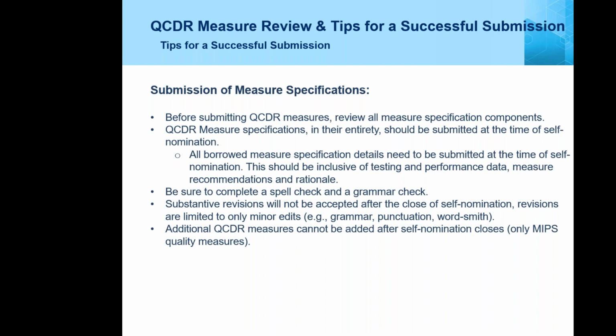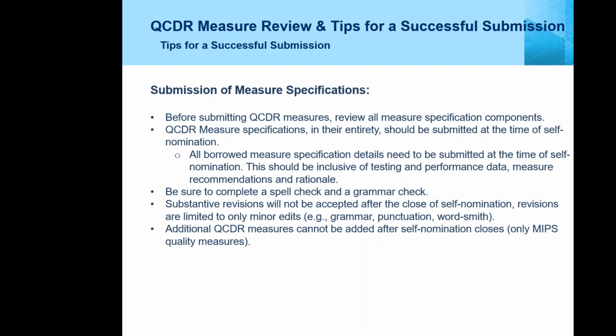With the new web form that we just implemented in the 2022 performance period, there is a limited number of fields that have to be filled out, because a lot of this information also has to be filled out by the QCDR measure owner. So, for example, testing does not have to be performed by the borrowing QCDR. Be sure to complete a spell check and a grammar check. These specifications are publicly posted, not only on the QPP resource library, but of course also on your individual QCDR websites. And substantive revisions will not be accepted after the close of self-nomination.